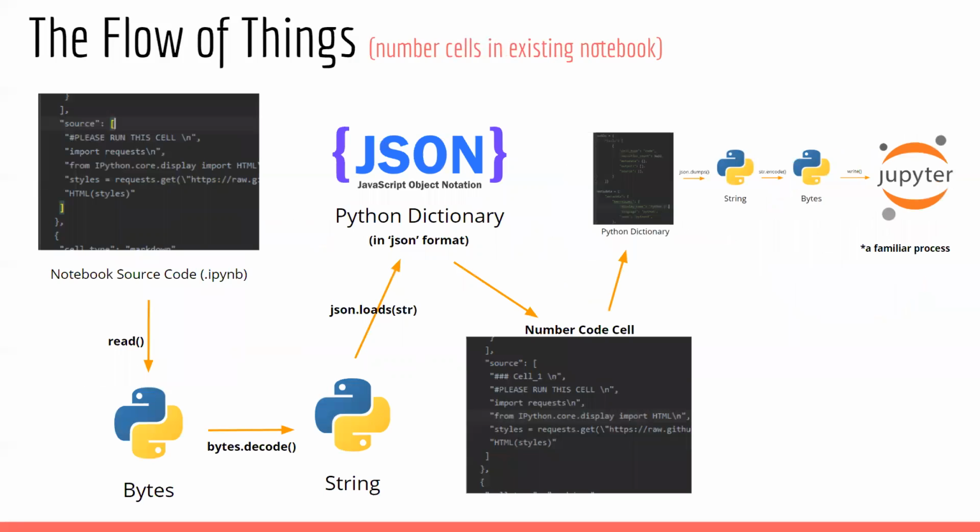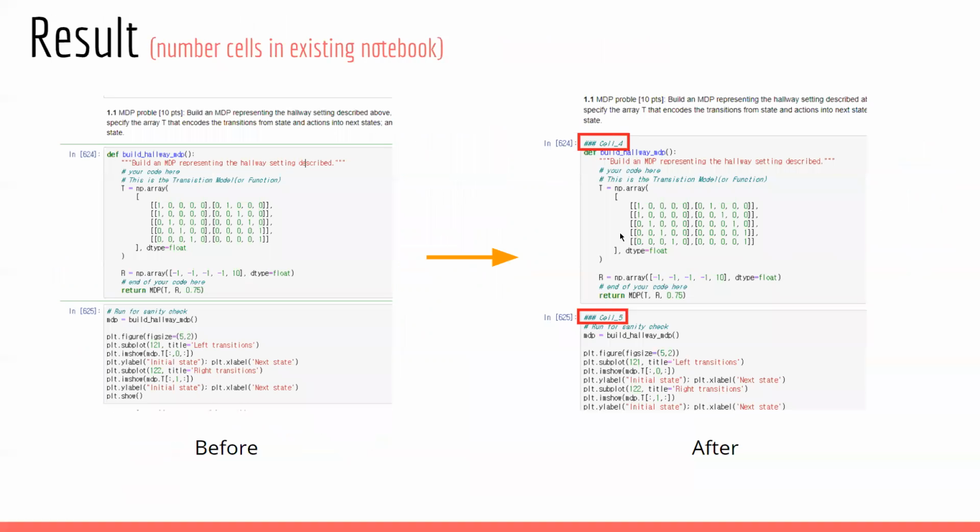Now, numbering an existing notebook is somewhat different. The notebook to be numbered is read in as bytes, then decoded to UTF-8 so that it becomes a string. This string will then be JSON loaded so that Python will recognize it as a dictionary. The intermediate dictionary will then be numbered accordingly. After that, the numbered dictionary will go through the same steps as the previous example. And these are the results. Notice no numberings here and there, and then in the same place, in the intended place, here are the numbers.